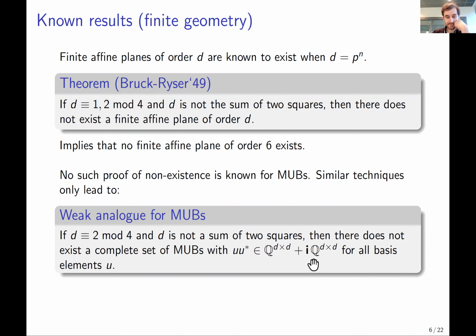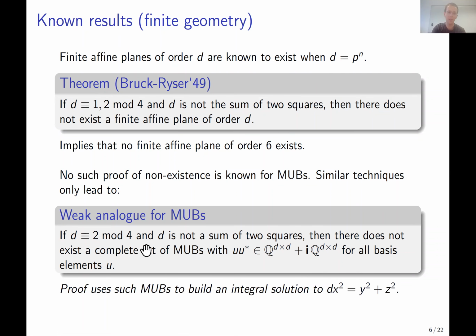The proof of this uses MUBs with rational coefficients to build an integral solution to this quadratic equation. That's also how you can view this theorem of Bruck and Ryser. They do exactly the same thing, in fact. They build an integral solution to this quadratic equation, and that implies that D is the sum of two squares. So you get the corollary that if D is not the sum of two squares, you cannot find bases with rational coefficients.